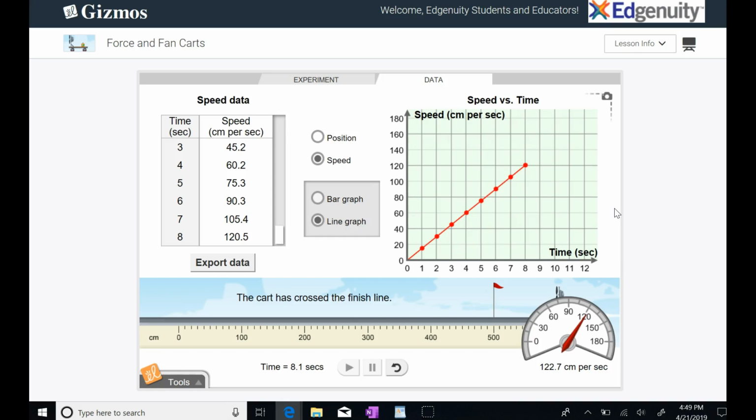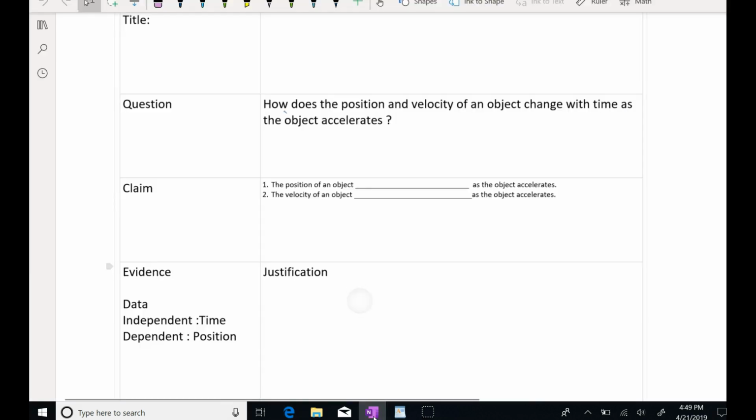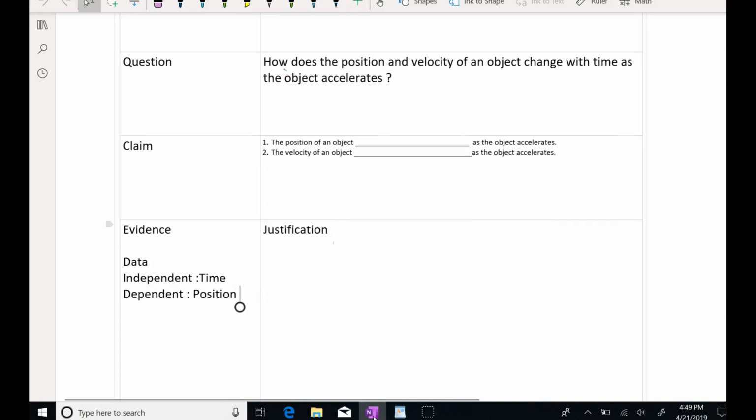Then under justification, so under evidence, let's repeat this one more time. You want data tables. You want the variables declared, and where possible you are going to plot graphs. And then under justification, you want to look at your evidence and explain how your evidence is going to answer your question.